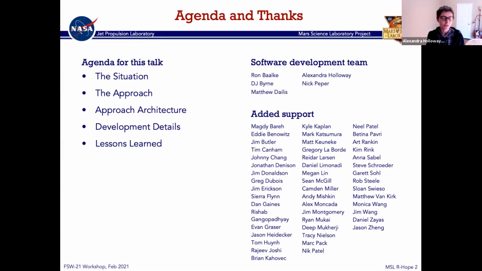The agenda for this talk: we're going to talk about the situation, the approach to fixing the situation, the architecture, some details about the development, and some lessons we encountered and maybe learned. I'd like to point out that the software development team for R-HOPE, which is the release that we're going to be talking about, was very small. It was only 5 people, but we did have a bunch of support from other folks, both as consultants and V&V. Next slide, please.